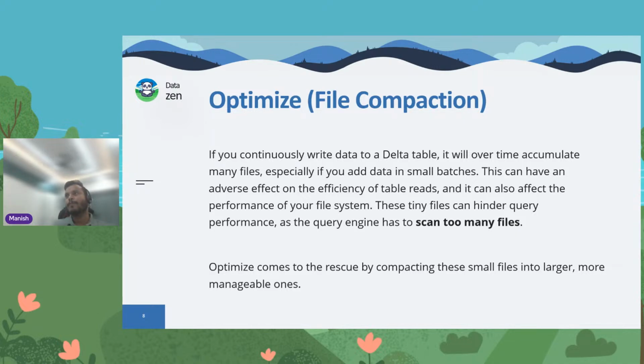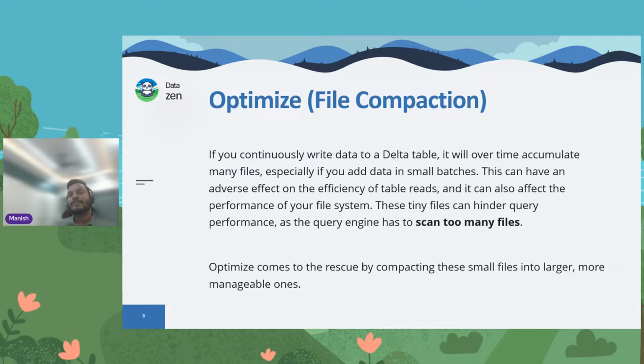If you have many small files and you have to scan too many files, then there will be overhead on the Delta table engine. To eliminate this overhead and reduce the number of files, we have the concept of OPTIMIZE. It is just file compaction. You provide the OPTIMIZE command to the table, and it will merge all the small files into a larger one.